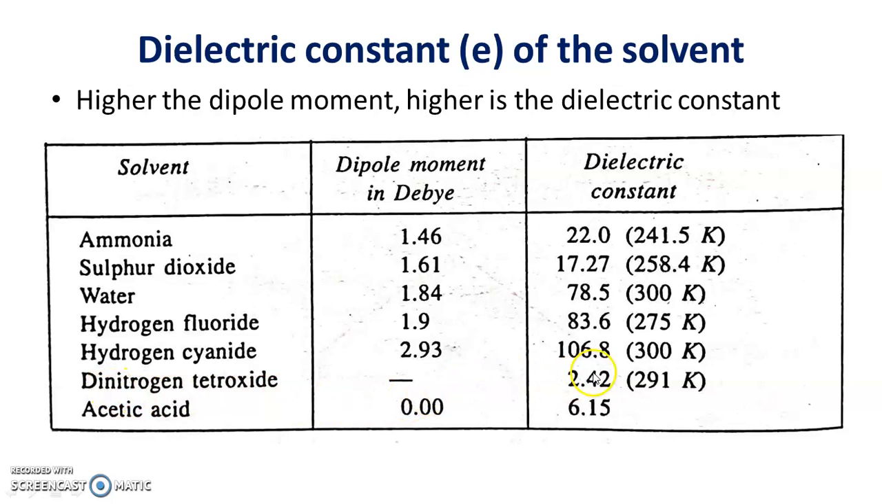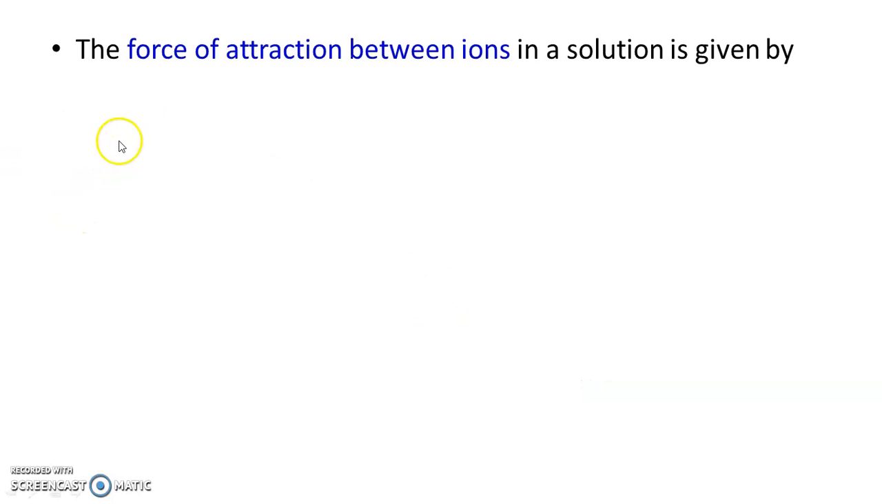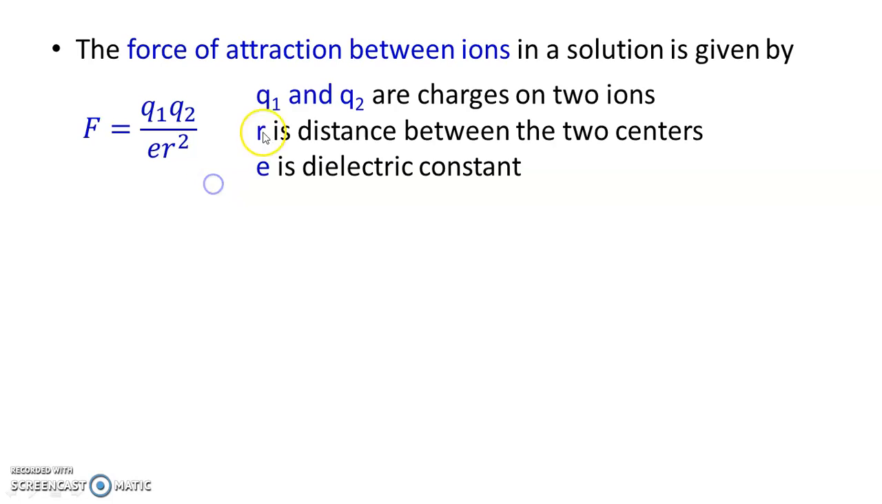Dinitrogen tetroxide has a dielectric constant of 2.42 and acetic acid has a dielectric constant of 6.15. So greater the dielectric constant, greater is the polarity of solvent. And the force of attraction between ions is given by the formula F = Q1 Q2 / (ε r²), where Q1 and Q2 are the charges on the two ions, r is the distance between two centers of charges, and ε is the dielectric constant.